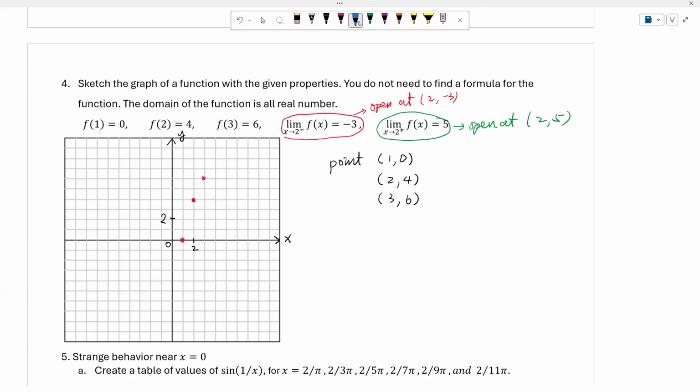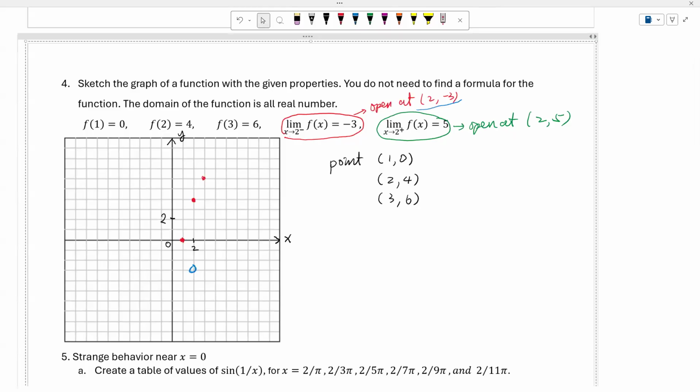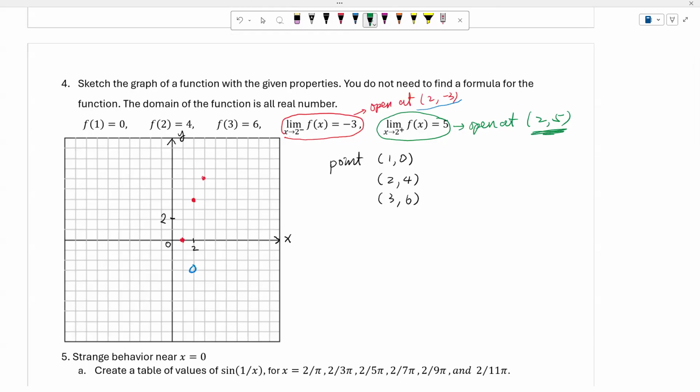And I have the open circle at (0.2, -3). Okay. And also I have an open circle at (2, 5).